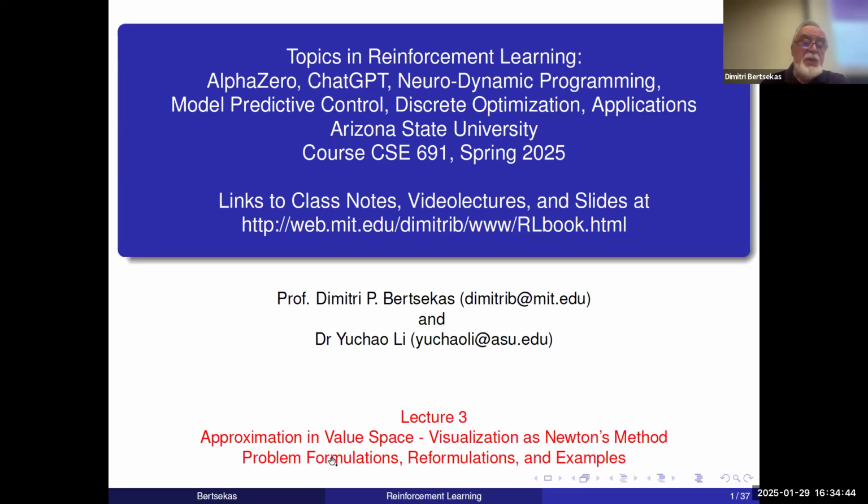Then in the second half of the lecture, we're going to talk about how we formulate dynamic programming problems in a way that they are suitable for reinforcement learning approximations. We're going to discuss reformulations of such problems, give examples, and this is a theme that we're going to continue in the next lecture. The fourth lecture is going to be primarily on examples, problem formulations, and the like.